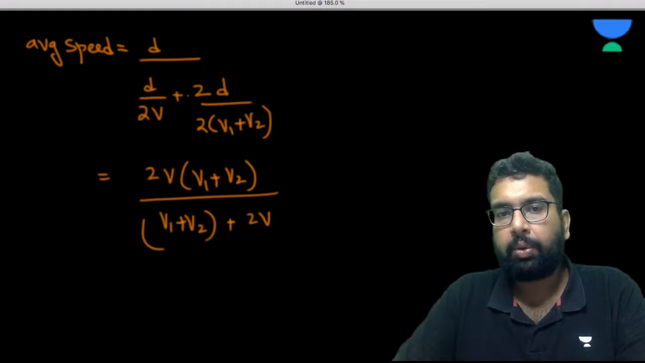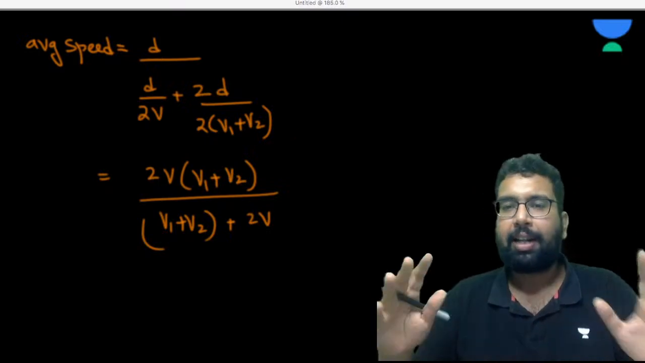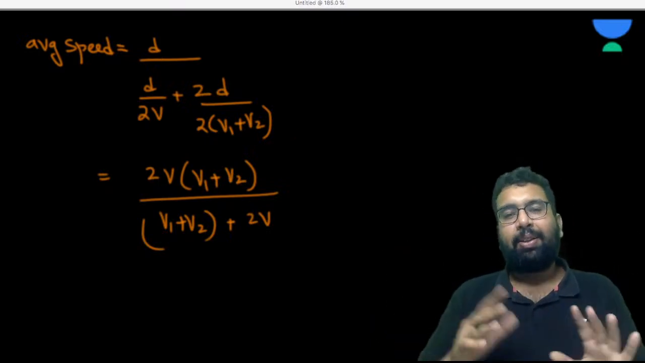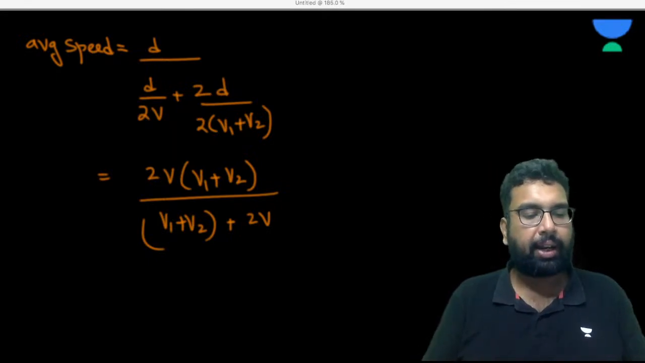So d cancelled out, so it is 1 upon v, 1 upon 2v plus 2 upon 2(v1 plus v2). So I think you will be good enough in LCM and taking all this, right? So this is going to be the answer to this. Is it fine? She said, very good, beta, you have given the right answer.